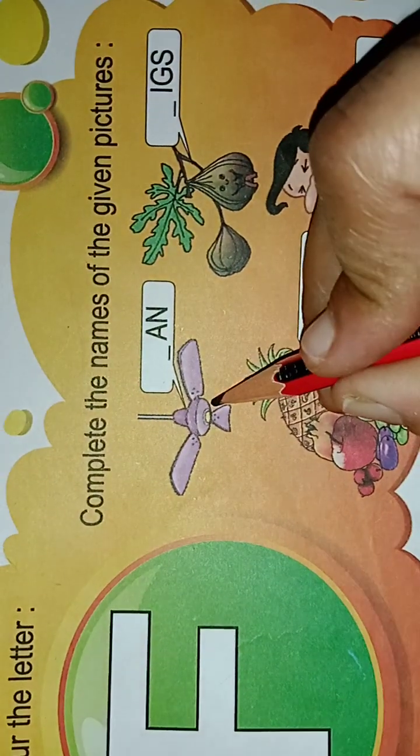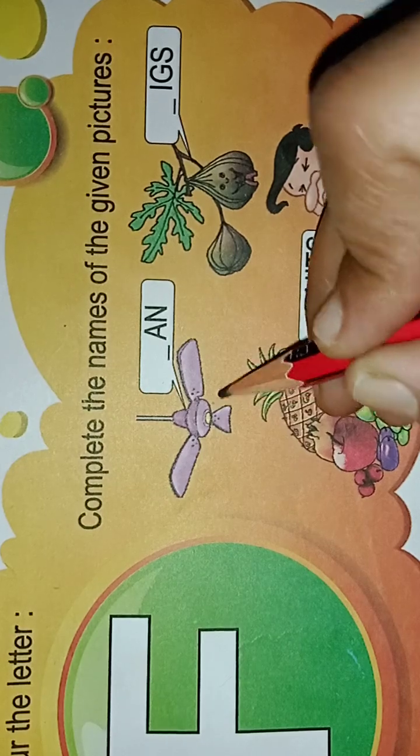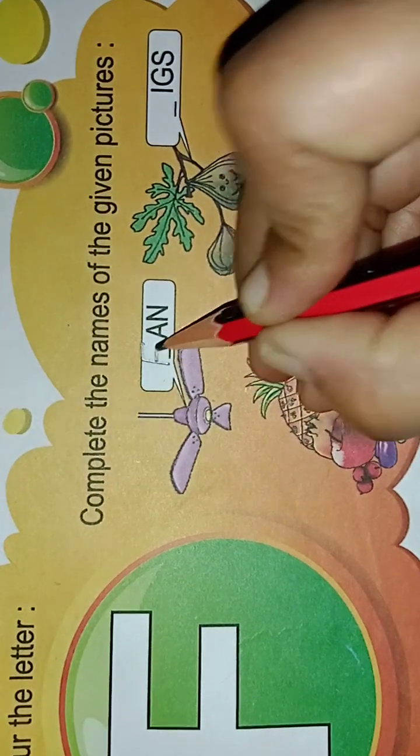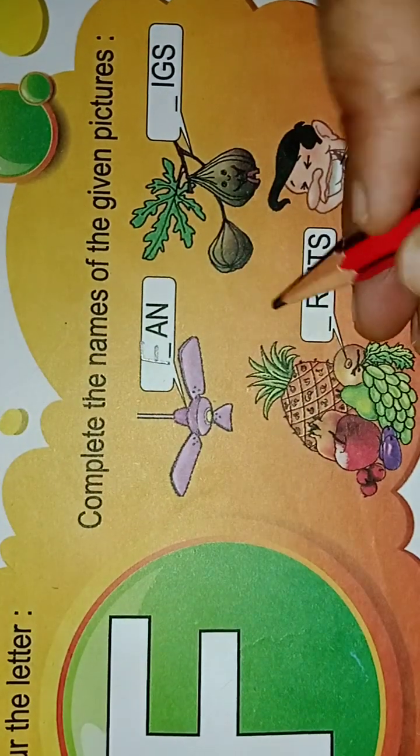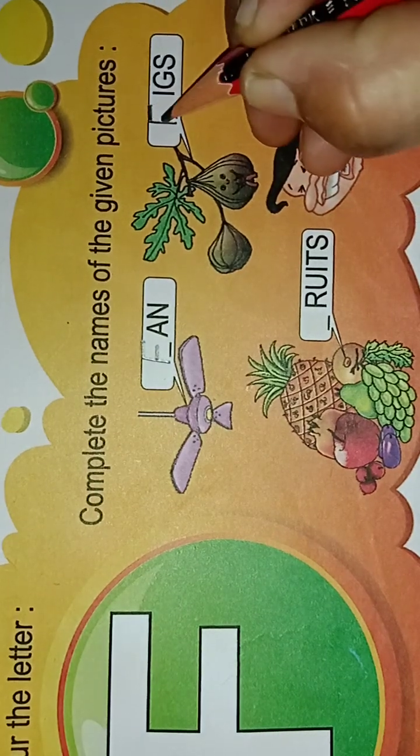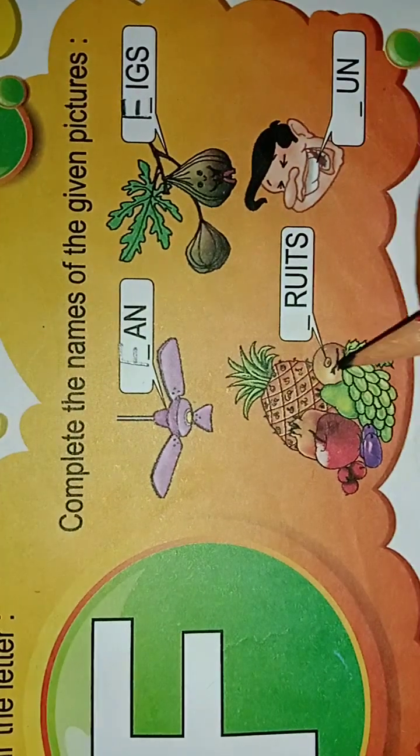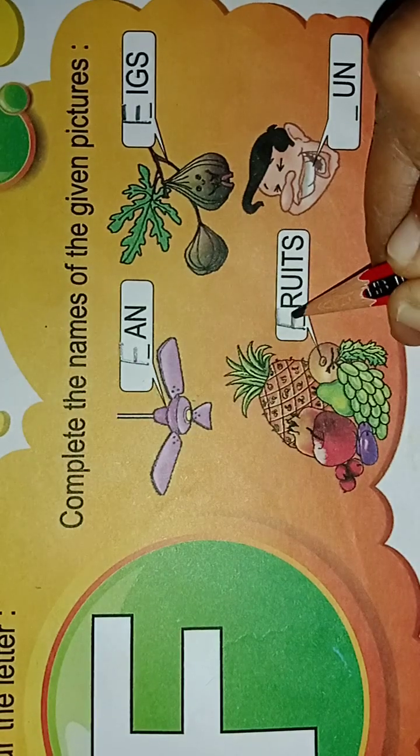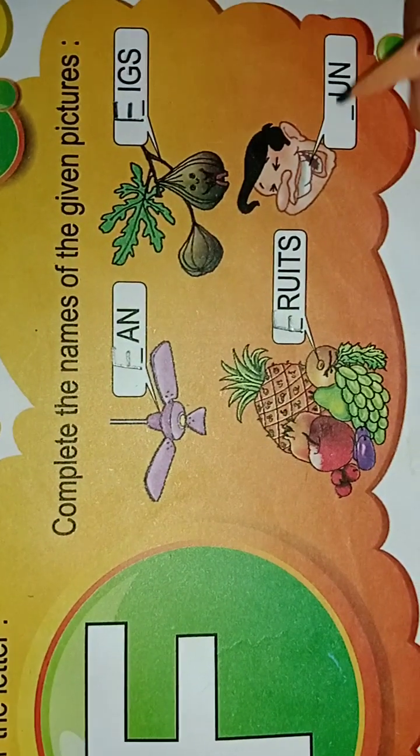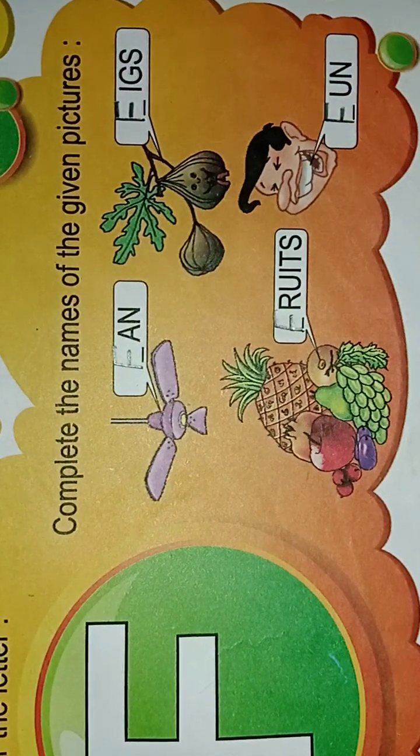F. A. What is this? This is a fan. FAN. इस स्पेलिंग को हमें इनमें फिल करना है. FIGS. Figs. Fruits. FRUITS. FUN. Fun.